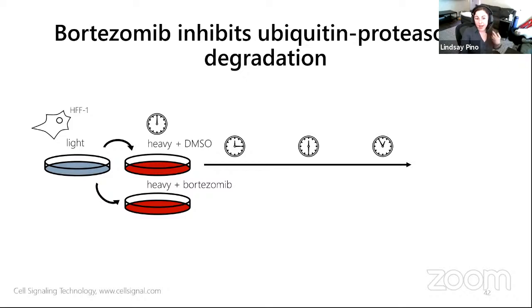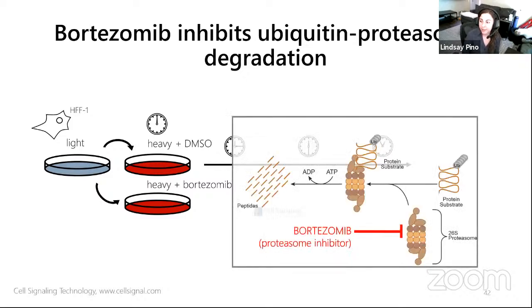So bortezomib is a proteasome inhibitor. It's the first FDA-approved, first-in-class proteasome inhibitor used primarily for myeloma indications. With this proteasome inhibitor, what we expect is that proteins that normally would have been degraded by the ubiquitin-proteasome pathway are now no longer going to be degraded. So they're going to be around longer. They're going to have longer half-lives, longer turnover values.